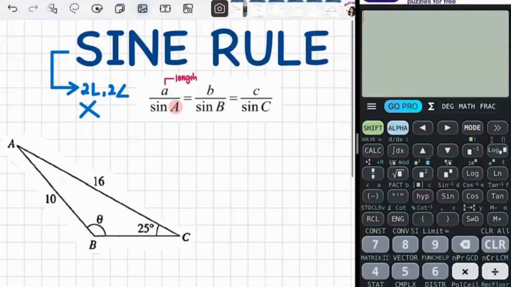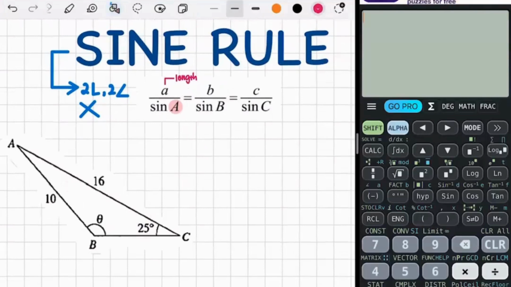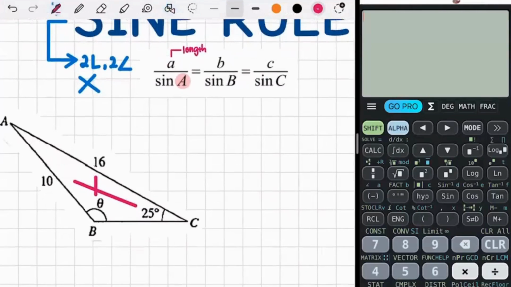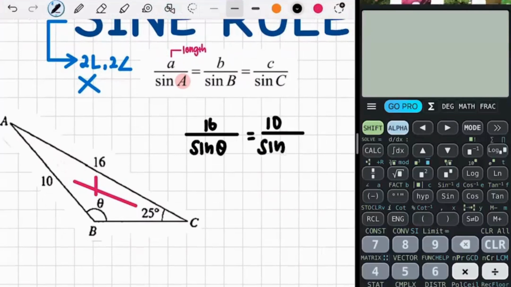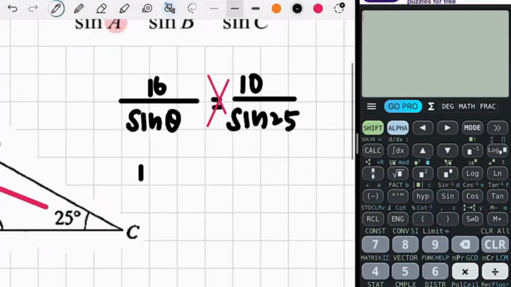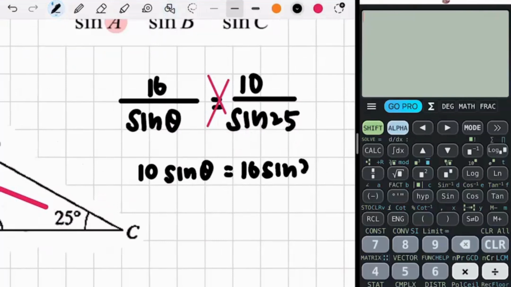Same thing, we're going to use our sine rule, but now we want to find our angle from here. So what we do is see whether we can draw a crisscross, this one and this one. Once we manage to do our crisscross, let's punch in our formulas. So 16 length over sine theta equals to length over sine 25. Similarly, fraction equals fraction, we just cross multiply. So what we get is 10 sine theta equals 16 sine 25.